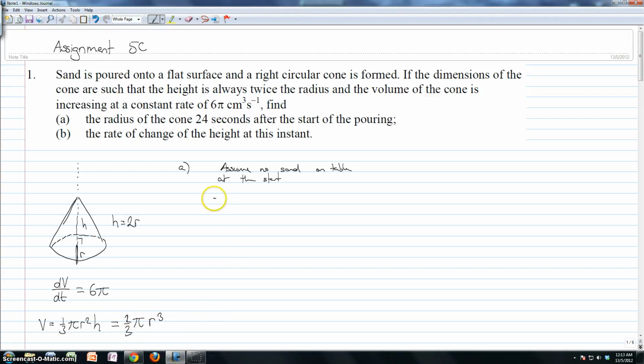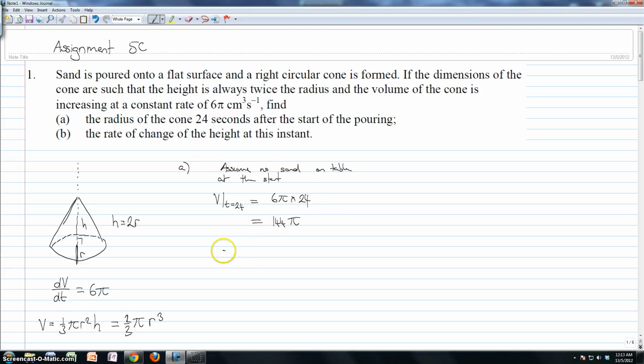So what is the volume after 24 seconds? Well, the volume at t equals 24 seconds is going to be the rate of change, which is 6 pi, times 24. So the volume of this cone is going to be 144 pi cubic centimeters. So if that's the volume, what is the radius?